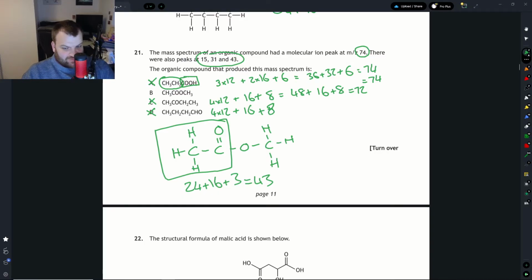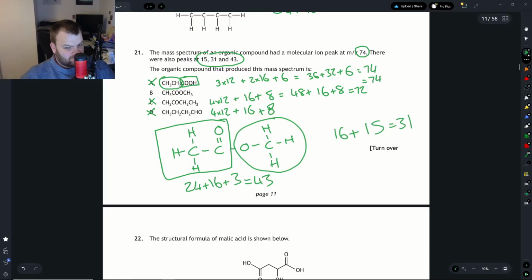And then the 31 would be here. You would have oxygen 16, carbon 12 and 3 from the hydrogens. So that would be 15. And that gives you the 31. So our ester B would be our correct answer. Fits best out of all of them we've got.